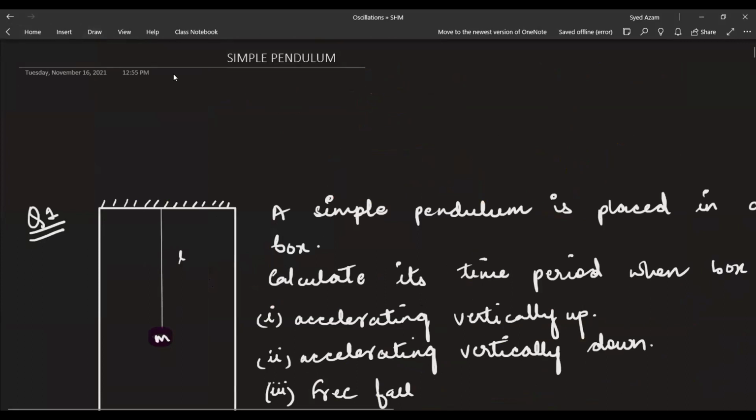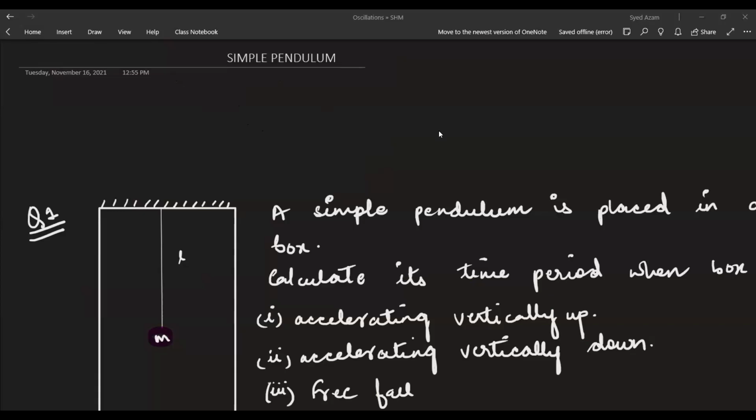See, class, we've already studied many things in the laws of motion. So the lift problems are there in your laws of motion. But see, simple pendulum is a part of your SHM. So since it's a part of your SHM, you can get the question related to it. Okay, so simple pendulum is present.